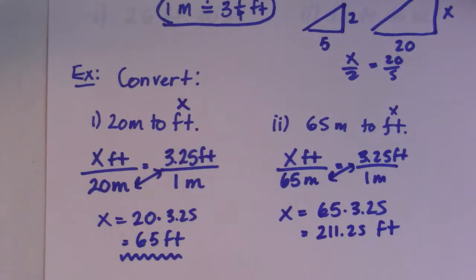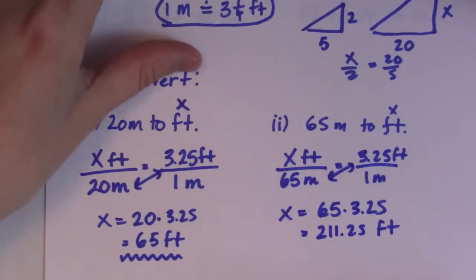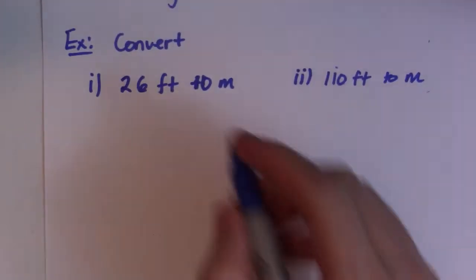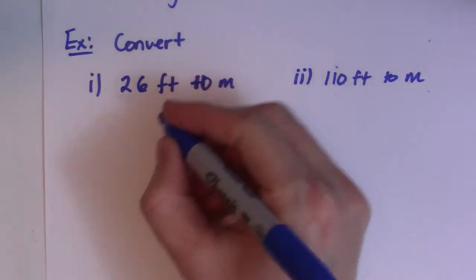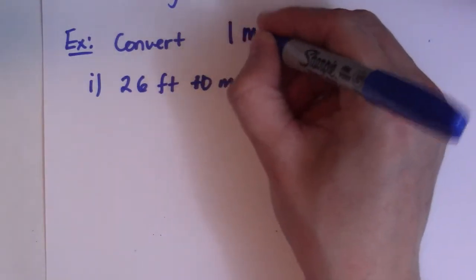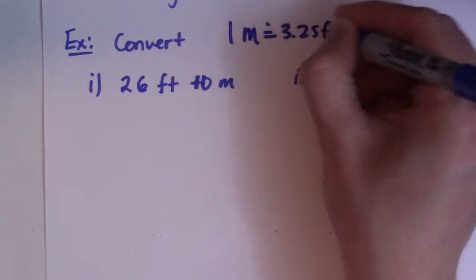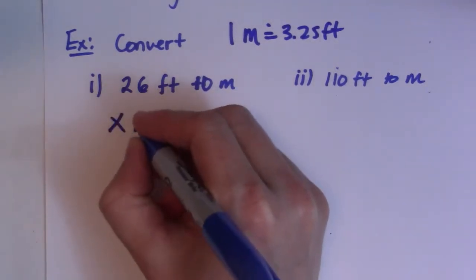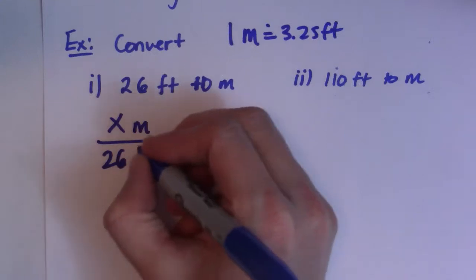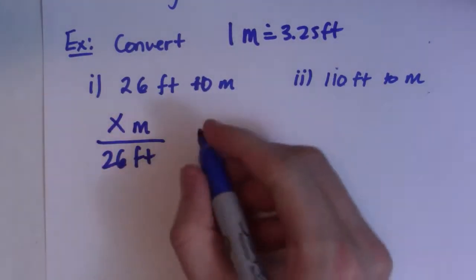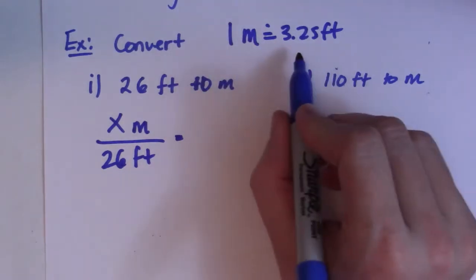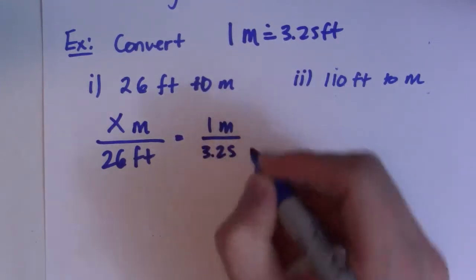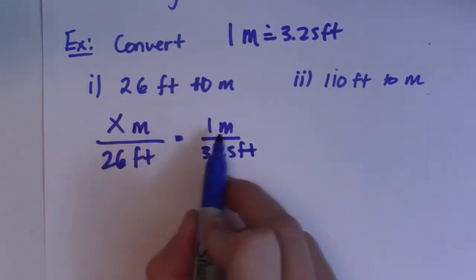It works much the same if we're going the other way, if I change feet to meters. Let's do a couple of examples of that. I want to change 26 feet to meters. I'm going to use the same conversion factor: 1 meter is about 3.25 feet. This time I'm looking for meters, and I'm given 26 feet. What I want to find goes on top, what I'm given goes on the bottom, and that's equal to my conversion factor. As long as I match the unit, 1 meter goes on top this time, divided by 3.25 feet. So I'm matching right across the top: meters, meters, feet, feet.